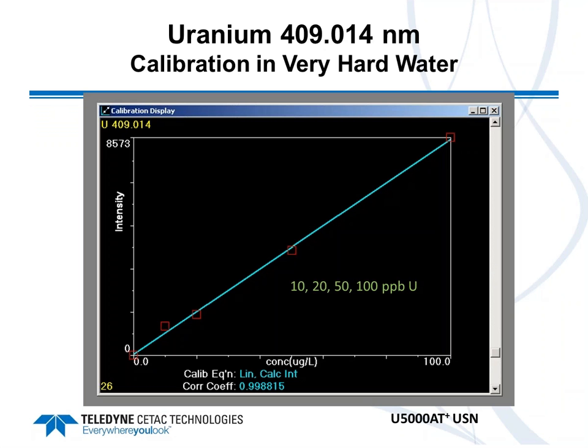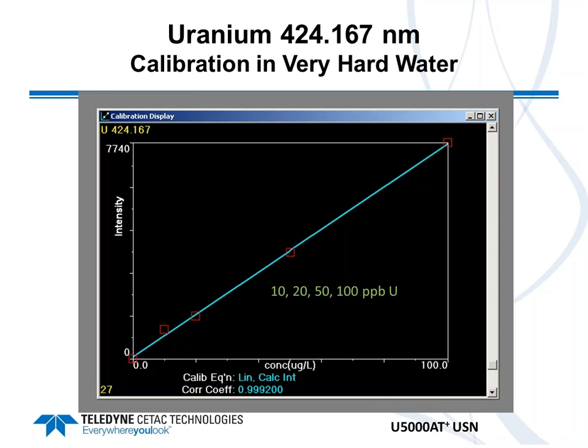And in this case, we ran the experiment again with the ultrasonic nebulizer at 10, 20, 50, and 100 part per billion. The calibration is not quite as good. It's 0.9988. That's at the 409 line. A little bit better, 0.9992 at the 424 nanometer emission line. Again, 10, 20, 50, and 100 part per billion uranium.